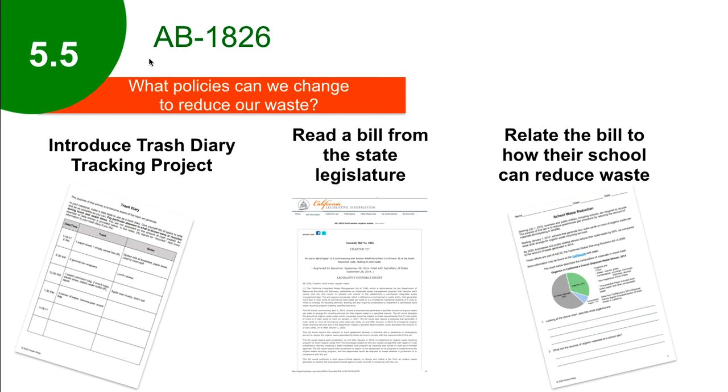Lesson 5.5 has a cryptic title if you don't recognize it. AB 1826 is a specific bill from the state legislature that deals with waste. We're going to have our students actually read that bill and then ask the question, what policies can we change to reduce our waste, both at our school, using our school waste reduction worksheet, and beyond.